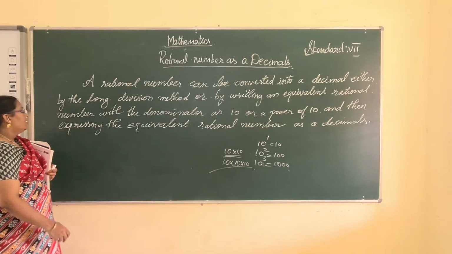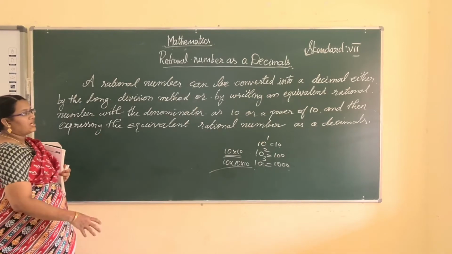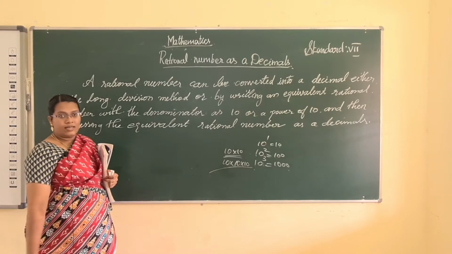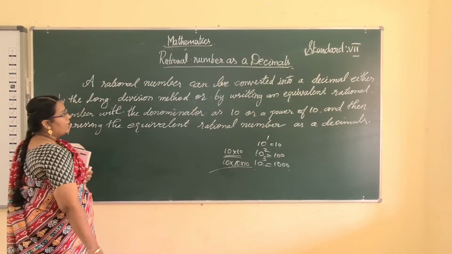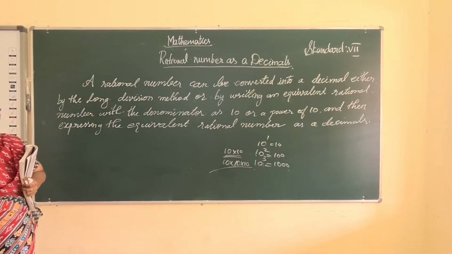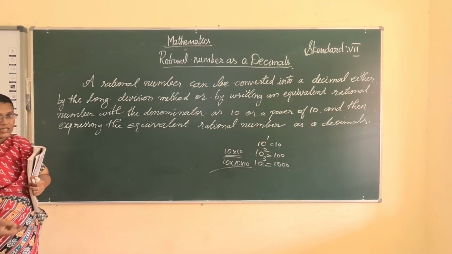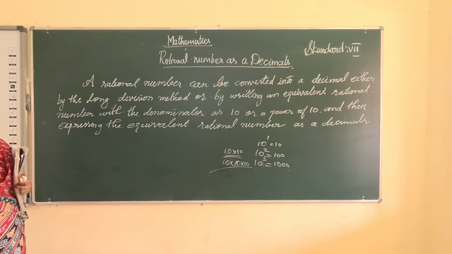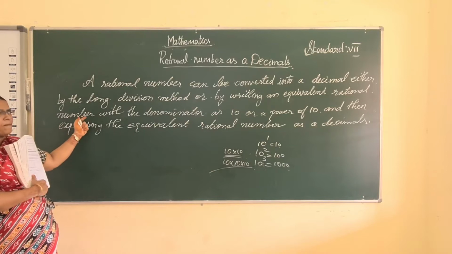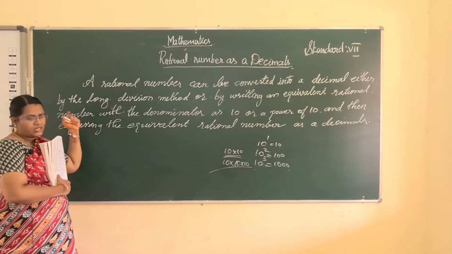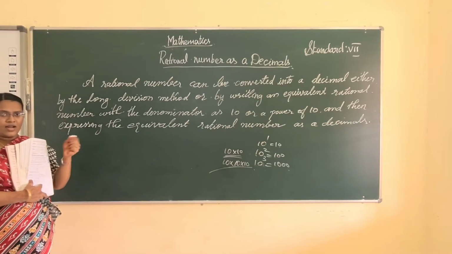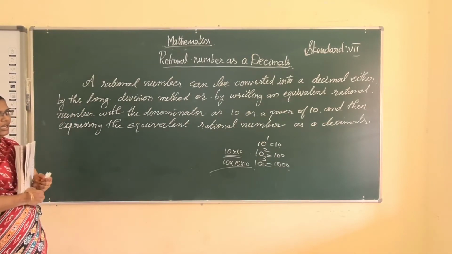And then, expressing the equivalent rational numbers as decimals. So which are the methods we have to find the rational number as a decimal? One method is the long division method. Another method is expressing the equivalent rational number with the denominator as 10 or a power of 10. Okay, let us see.